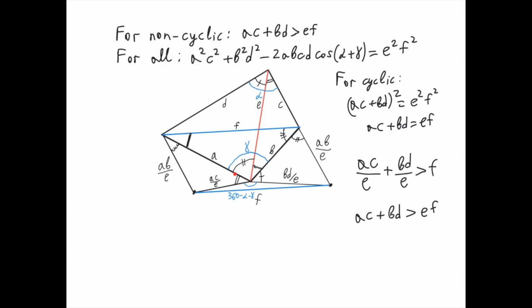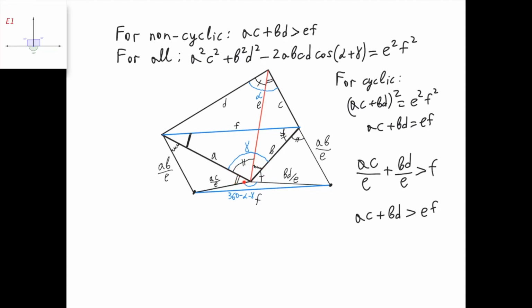Note that this angle equals this angle, and this angle equals this angle, and the sum of these two angles is alpha, and therefore the sum of this angle and this angle is alpha, so this whole angle here is alpha plus gamma, meaning that this angle is 360 minus alpha minus gamma.